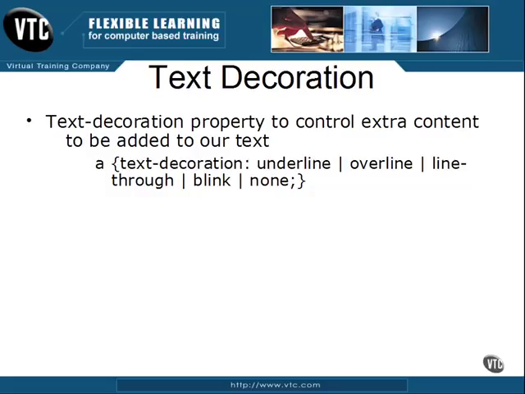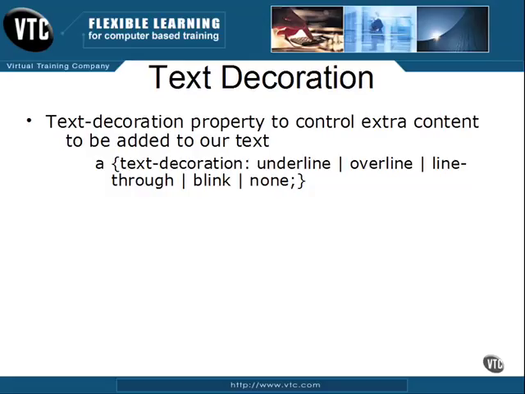Now, underline will actually put a line underneath our selection. This is most commonly demonstrated with our standard default links. So all of our links have a line underneath it, have this text decoration of underline by default. Next, we have overline. Overline is the opposite of underline in that a line will appear above the text. Line through is going to place that line in the middle of our text so that it looks like we are striking through that text.